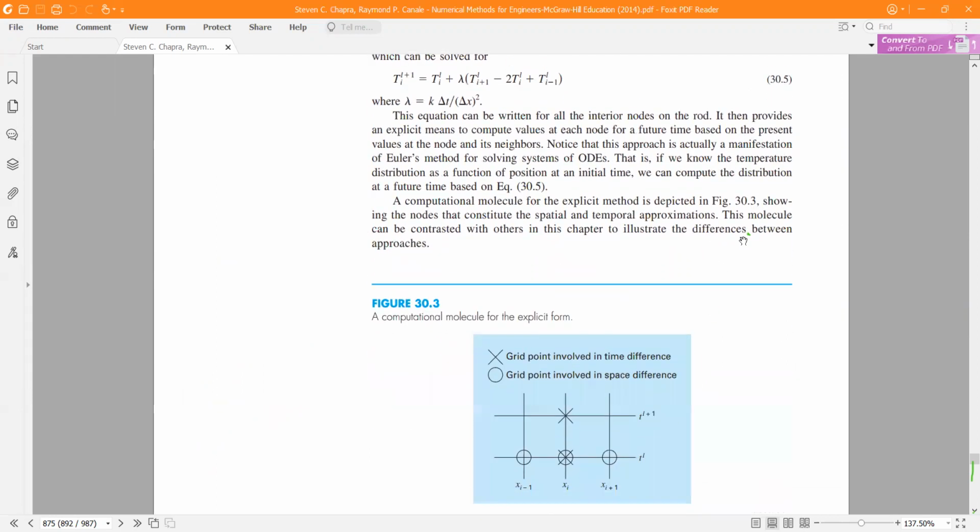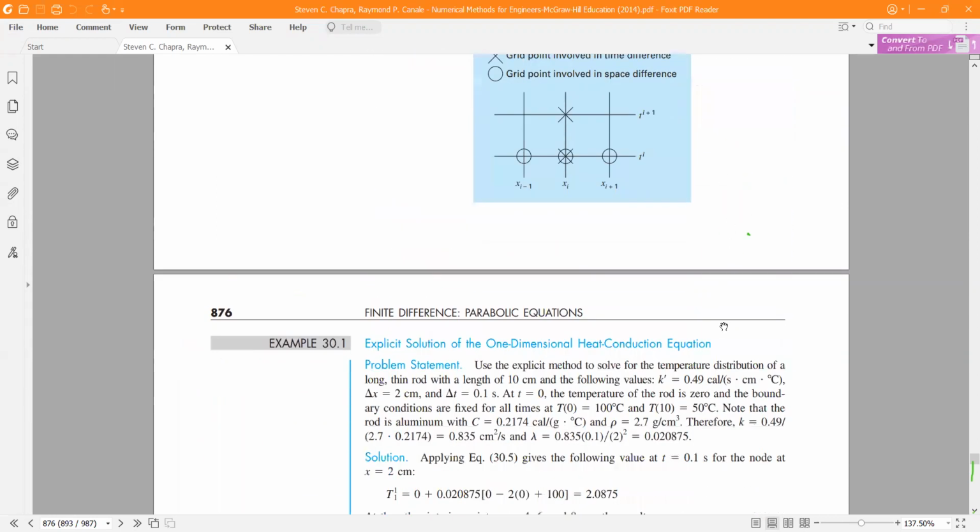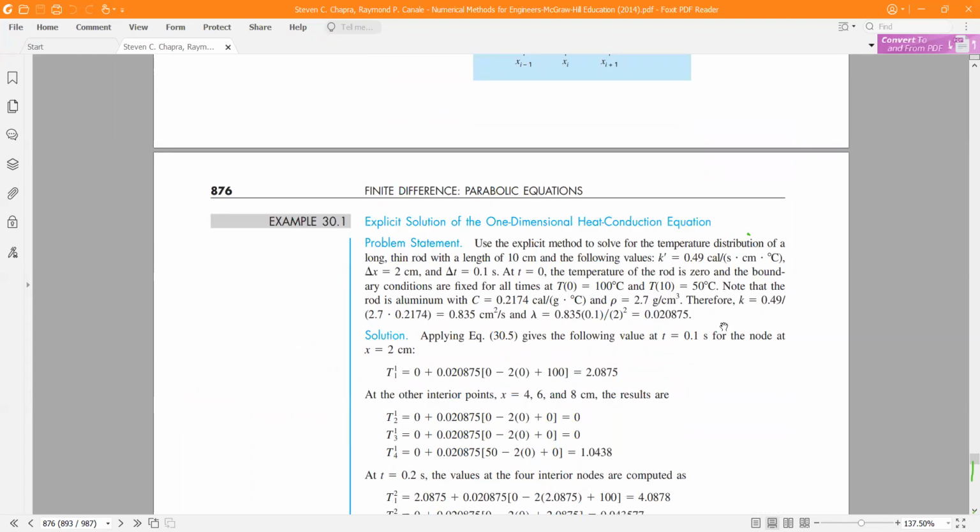So if we want to illustrate this by using an example, here is an example. The example is nothing but a thin rod. The experiment is to solve the temperature distribution of a long thin rod with a length of 10 centimeter, with some constants. And del x is given, del t is given. At time t equal to 0, the temperature of the rod is 0. And the boundary conditions are fixed for all times at T0 equal to 100 degrees Celsius and T10 equal to 50 degrees Celsius.